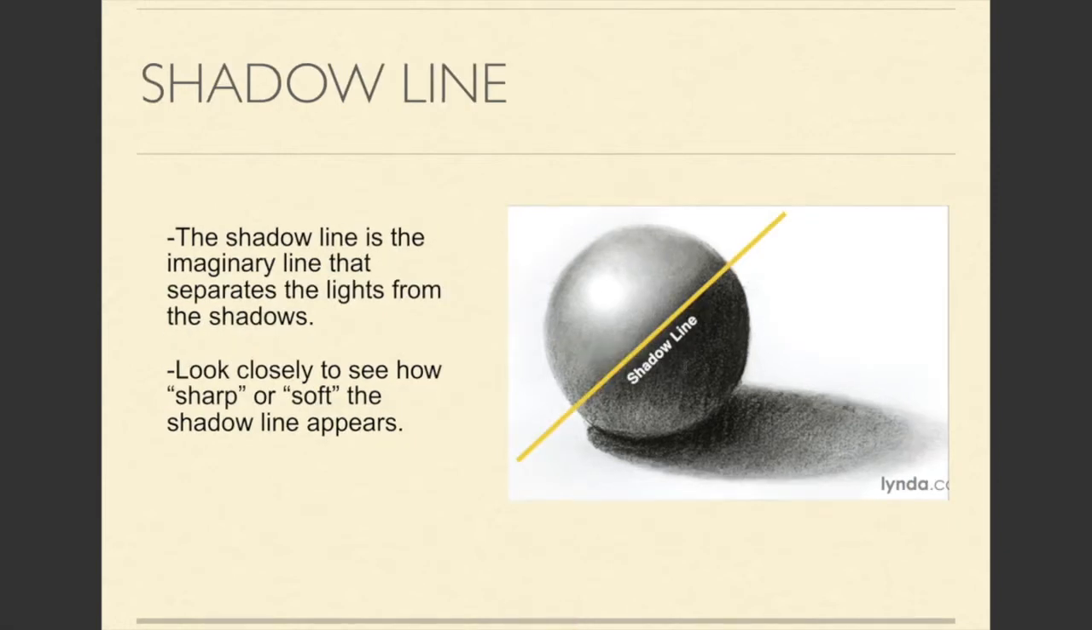The shadow line is the imaginary line that separates the lights from the shadows. The important thing to remember with the shadow line is how soft or hard it looks. In some cases, depending on the light source, you can have a very soft and fuzzy shadow line. In other cases, you may have a sharper shadow line. So look for this and depict it how you see it.